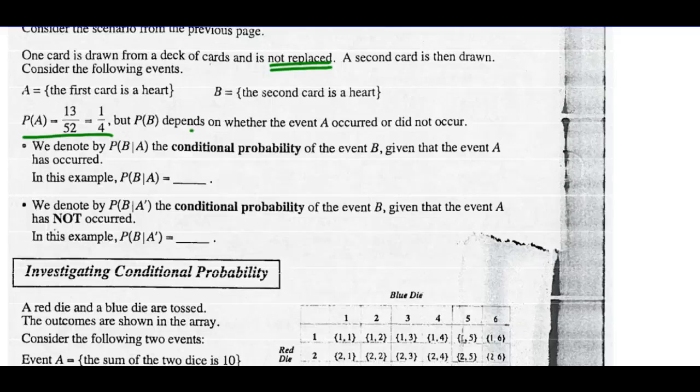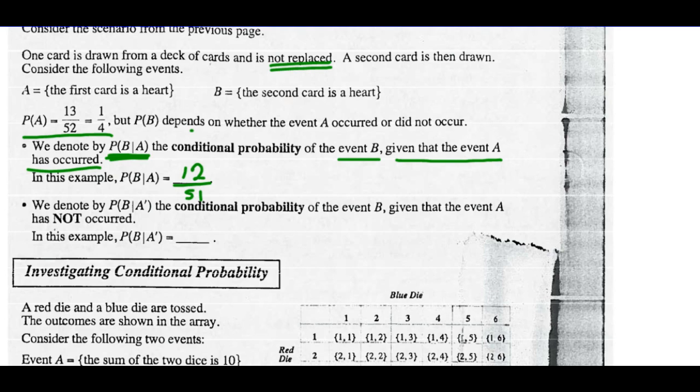So we denote the probability of B given A has occurred as conditional probability. So it's read as event B given that event A has occurred. That's what this means. Probability of event B given event A has occurred. In this example, the probability of B given that event A occurs, well, if event A has occurred, there are now only 12 hearts left out of 51 cards. So event A occurring, a heart was drawn.